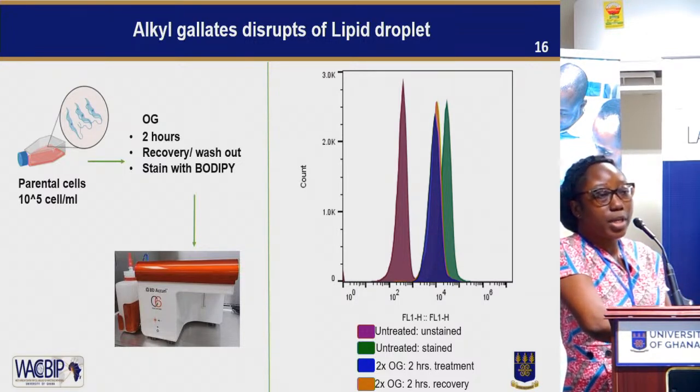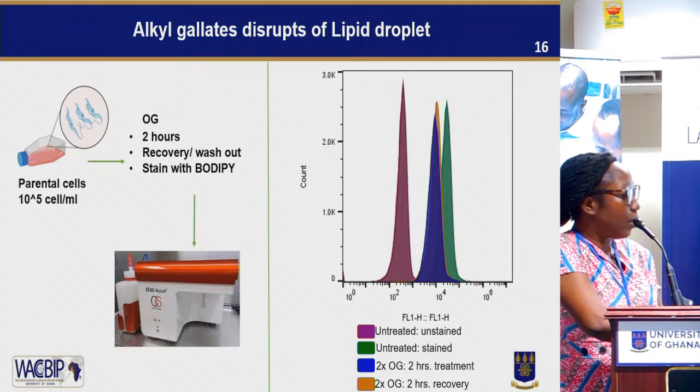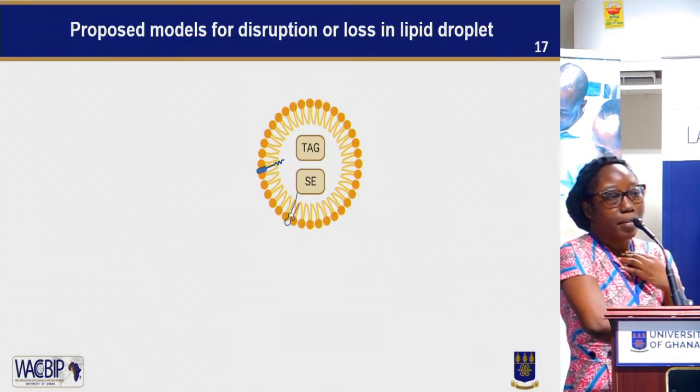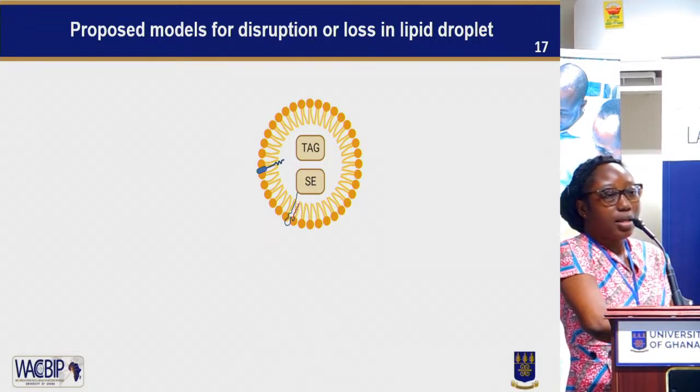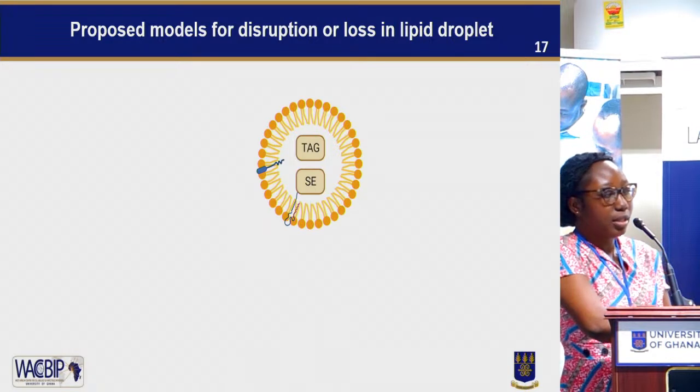So this buttresses the point that these alkyl gallates also cause a disruption or loss of the lipid droplets in addition to the lipid droplet kinase. So with this data in mind, we are able to show that alkyl gallates, when added to the cells, are able to cause a disruption to the kinase as well as the droplets.